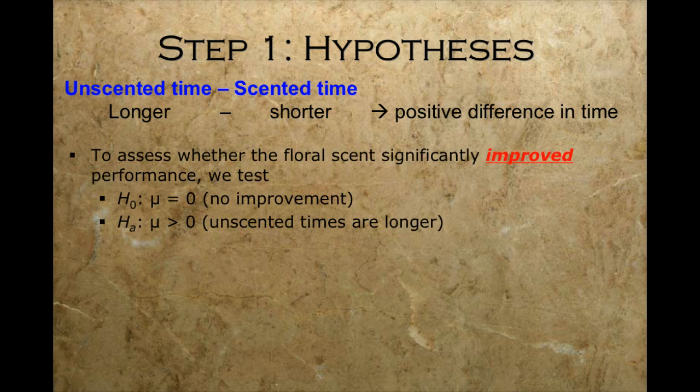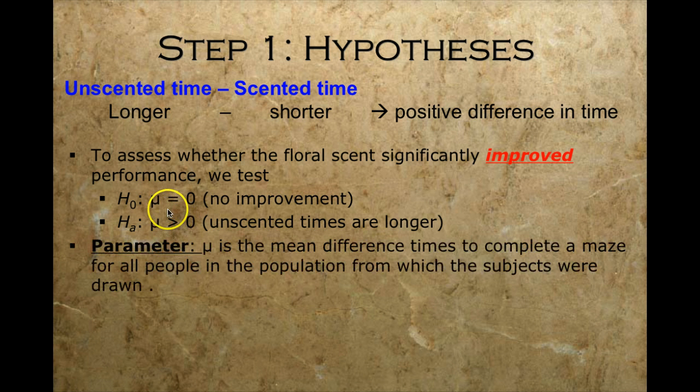So I'm going to conduct my hypotheses. I'm checking whether or not the average time has improved. So I'm going to start by assuming there's no improvement. So you'll notice right here, I'm starting by assuming that the mean difference is 0. There was no improvement. And my alternative is going to be that there was some improvement, a positive change. Now remember, I'm measuring the mean difference in times to complete the maze for all people in the population from which the subjects were drawn. This problem isn't very specific of the people in the study, so I can't clarify my population much more.